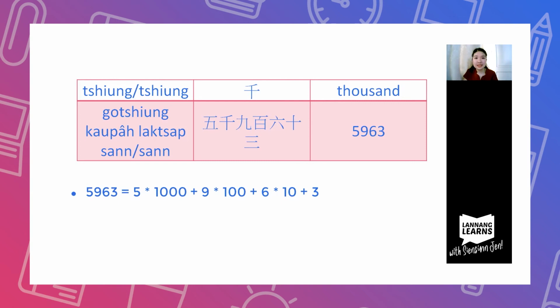Then 60 is 6 times 10. So that's lak tap. And then the number 3 is sa. So 5,963, we say it as go ching gao pa, lak tap sa.